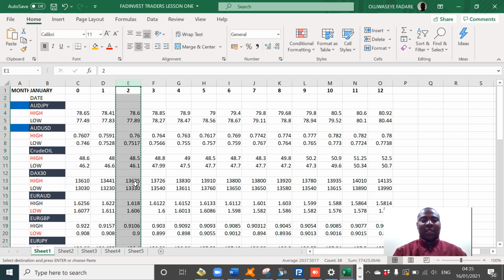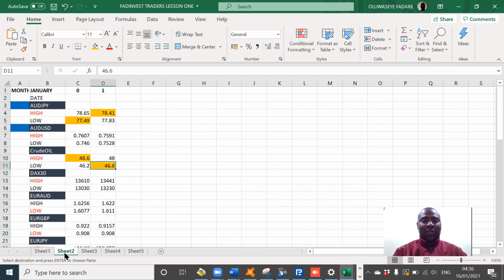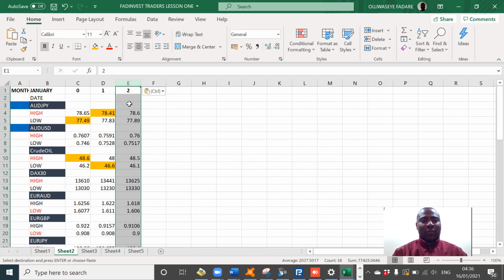So we are just assuming that this is what we are saying, and this is just happening now. Are you getting me? So here again, we paste. We compare, we are on I, so we are going to compare I to I. Our day two is 78.6. Is it higher than 78.41? Yes. So we color it because it's high. If not, we revert to the low.